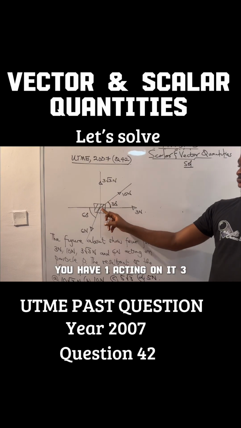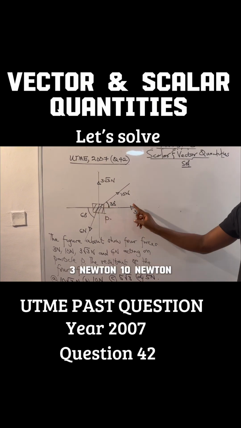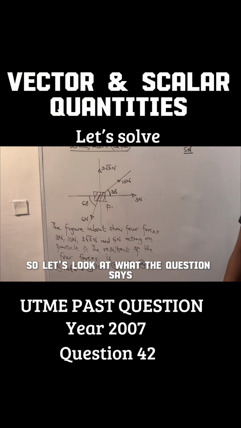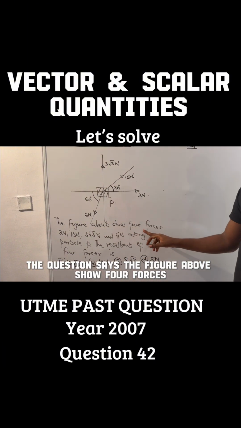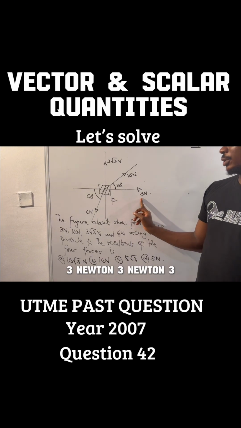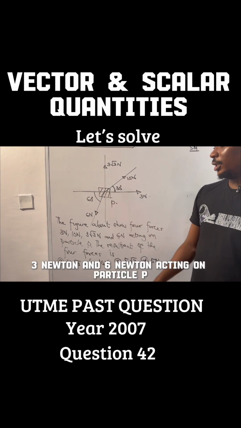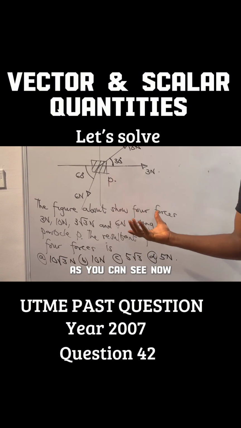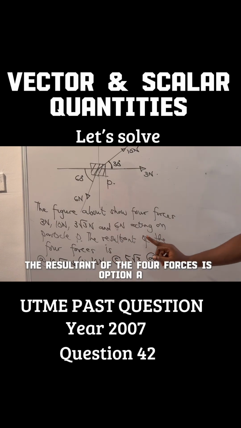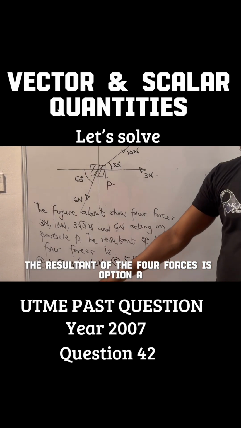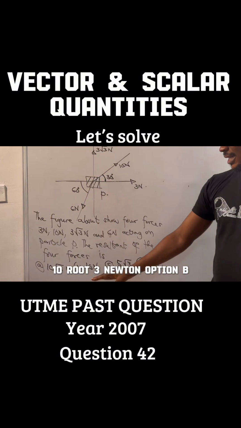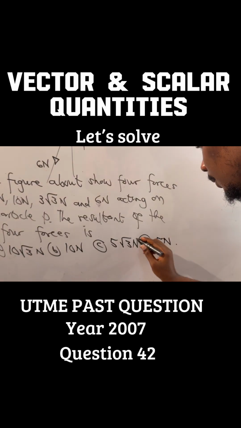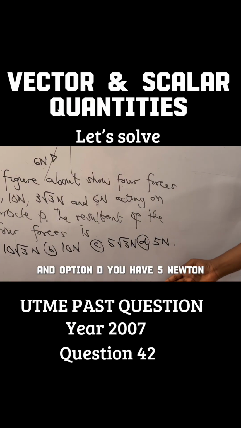So what are the forces? You have 3√3 Newton, 10 Newton, 3 Newton, and 6 Newton. So let's look at what the question says. The question says the figure above shows 4 forces: 3 Newton, 10 Newton, 3√3 Newton, and 6 Newton acting on particle P, as you can see. Now, the resultant of the 4 forces is option A, 10√3 Newton, option B, 10 Newton, option C, 5√3 Newton, and option D, 5 Newton.